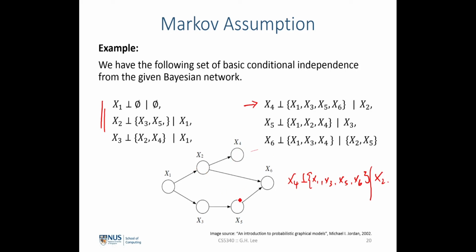Now let's look at another example, x5. We can see that x6 is its direct descendant, and what this means is that x1, x2, x4, and x3 are non-descendants of x5. And if we observe x3, which is the parent, we can write that x5 is conditionally independent of x1, x2, and x4, given that we have observed the parent x3, which is indeed another conditional independence condition that we can directly read off from the graphical model. So I'll leave all the other examples here for you to practice on your own.